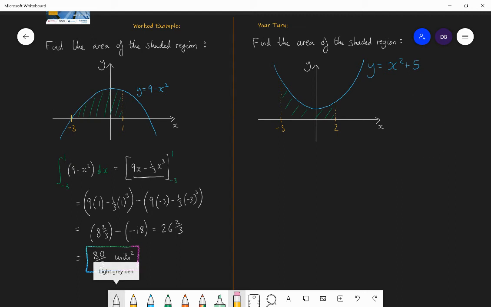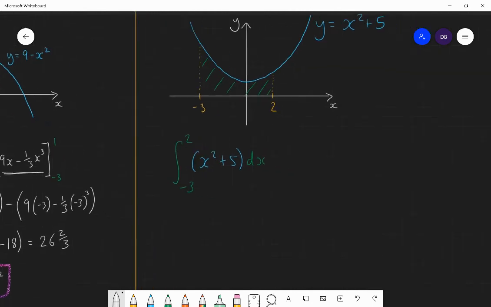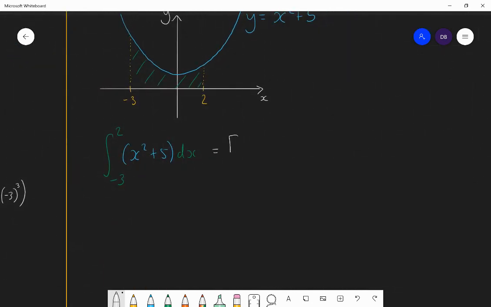So the area here is the integral between minus 3 and 2 of the function x squared plus 5 with respect to x. If you integrate that, you get a third x cubed plus 5x, and that's between the limits minus 3 and 2. And when we substitute 2 in, we get a third of 2 cubed plus 5 lots of 2, which is 12 2/3.